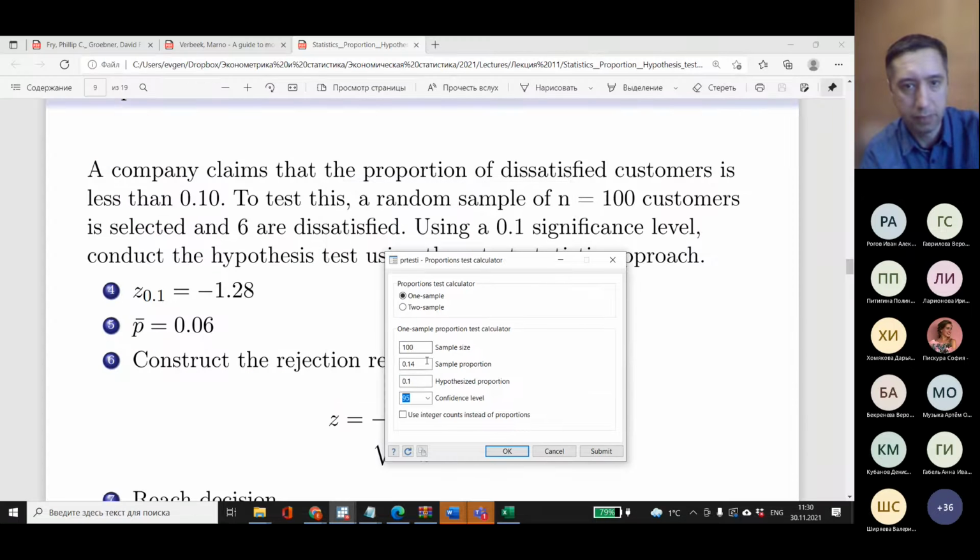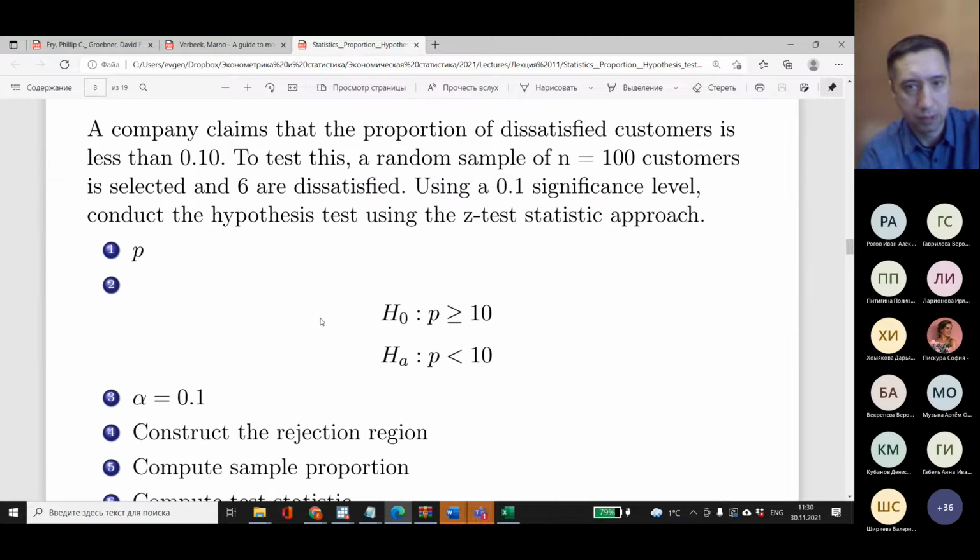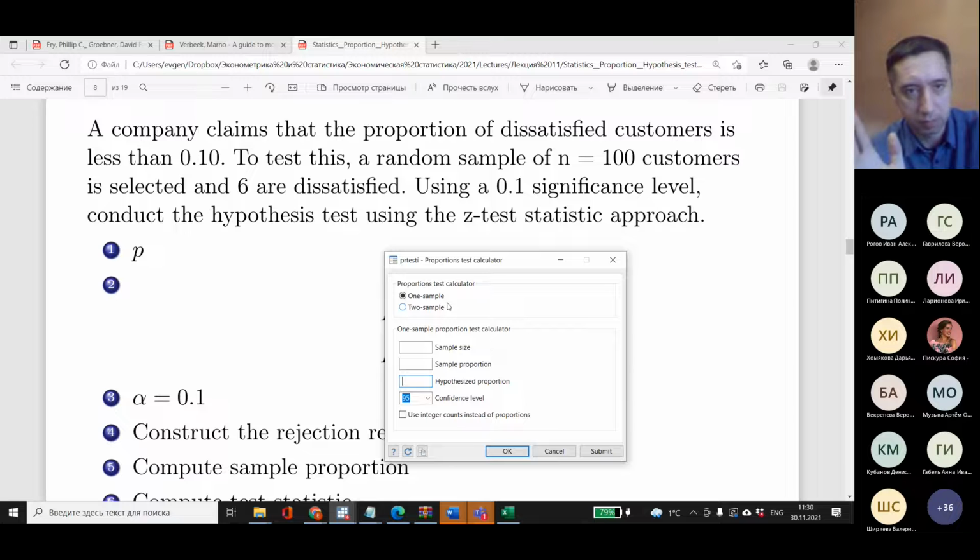And now all of you have empty spaces here, and we have to fill in this interface. First, we have to choose whether our test is one sample or two sample. It seems that our test is one sample because of our null hypothesis. Because of our task, we work with a single sample proportion and we need to compare it with a single number.